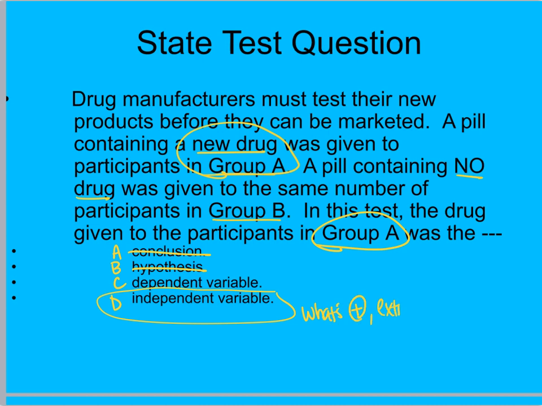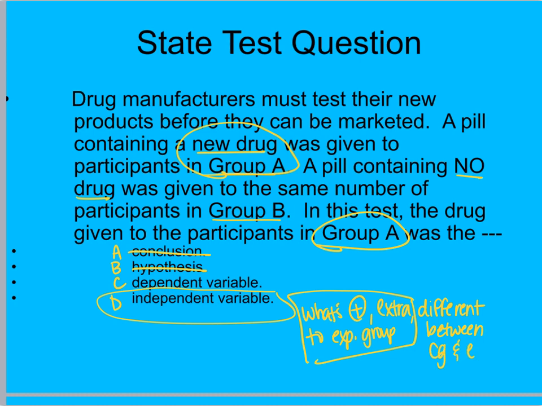Okay, remember independent variables, what's added, what's extra, or what's different between the two groups. So what's added, what's extra to the experimental group, or what's different between the control group and experimental group. Remember, the dependent variable is what you measure at the end. So you're going to measure the effect of whatever that drug was. So your dependent variable is going to be the effect of the drug.